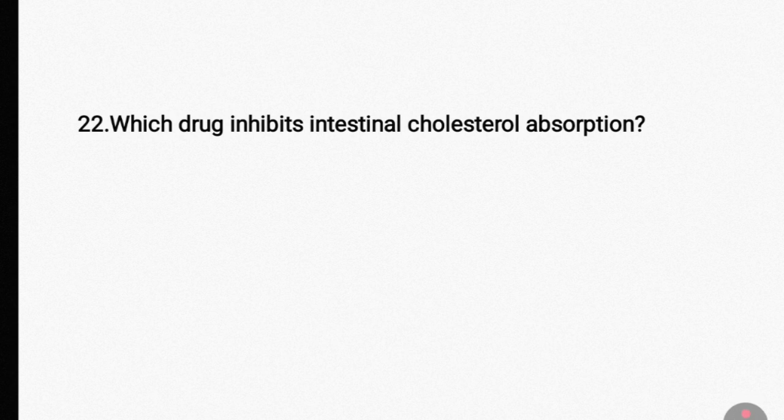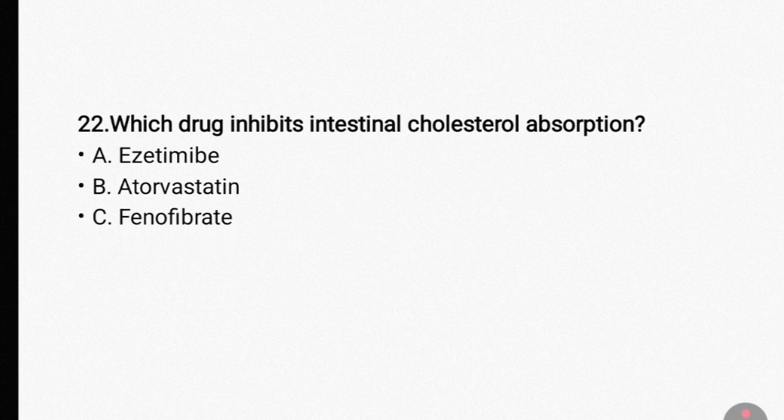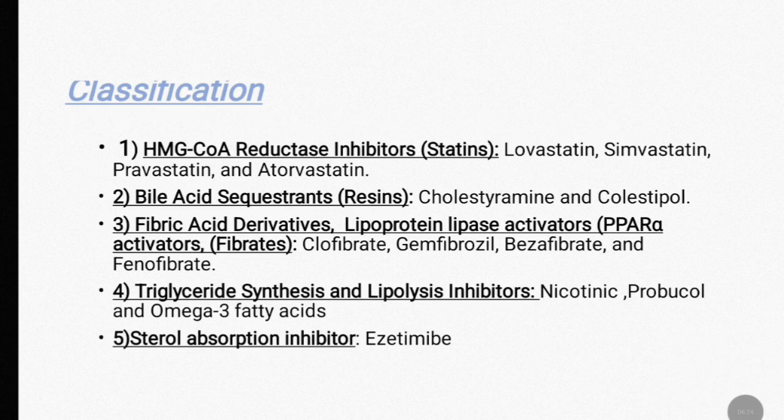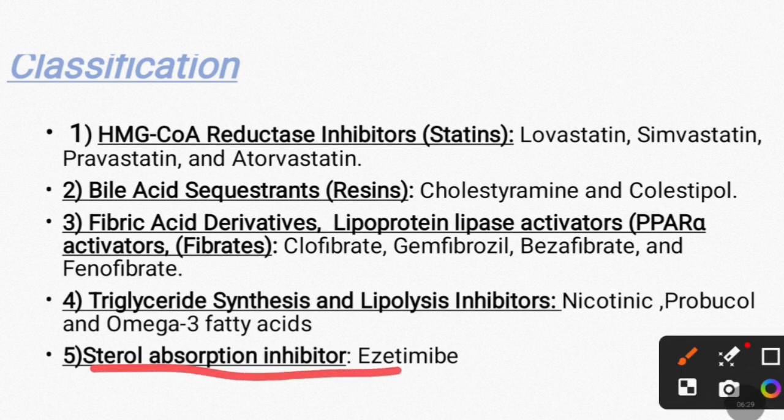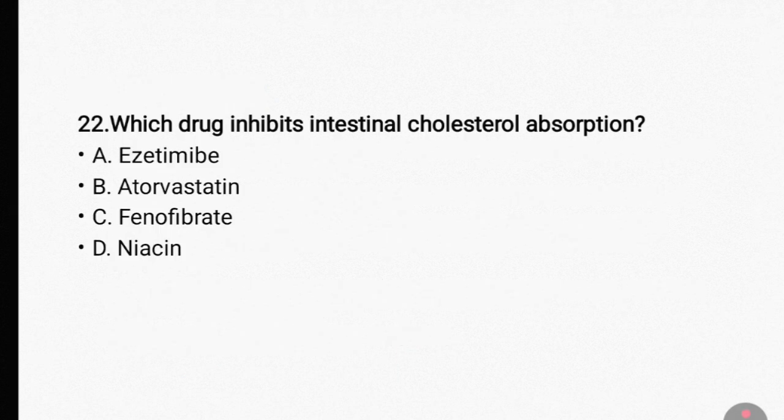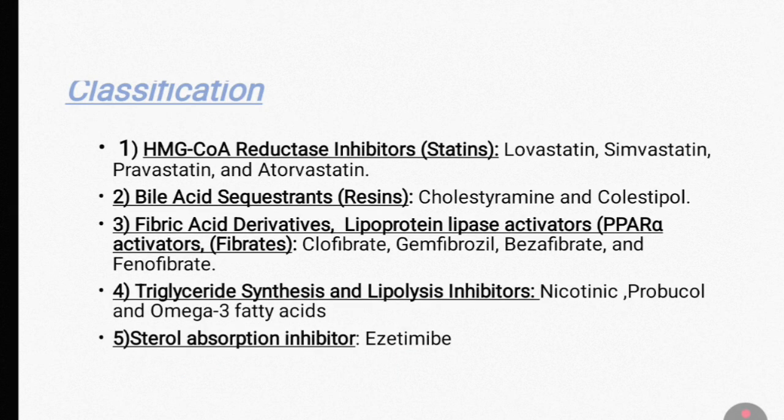Question number 22. Which drug inhibits intestinal cholesterol absorption? This question is coming from the antihyperlipidemic drugs. First one is ezetimibe. Second one is atorvastatin. C is fenofibrate, and D is niacin. Here the right answer is ezetimibe, which comes under the category of intestinal cholesterol absorption inhibitors. From this classification, sterol absorption inhibitor, we see that ezetimibe comes under the category of intestinal cholesterol absorption.